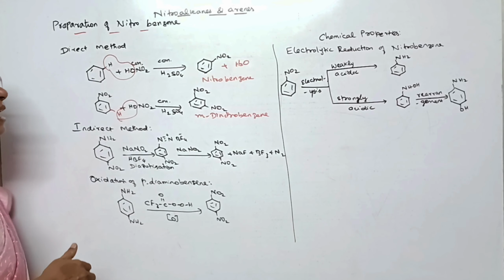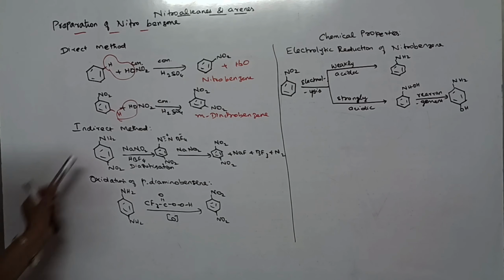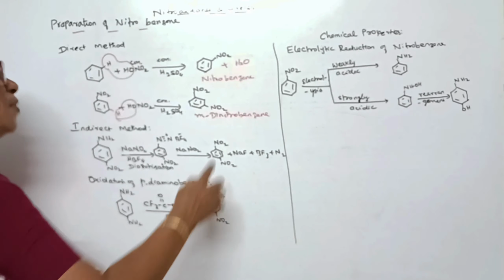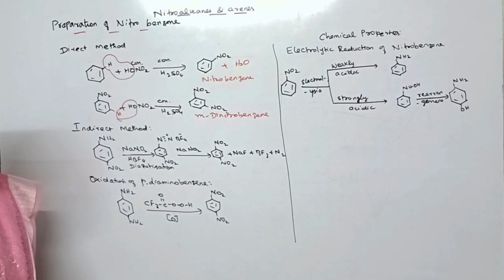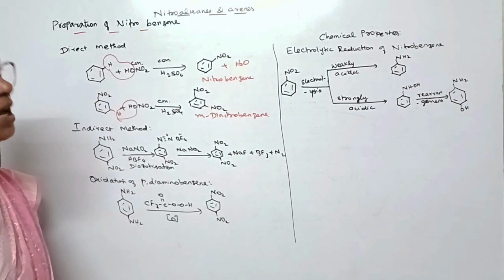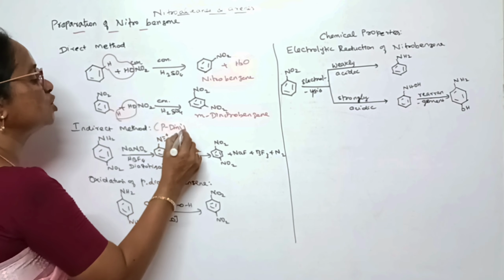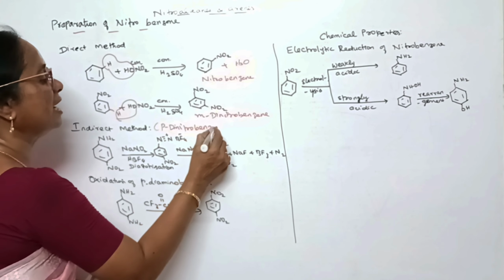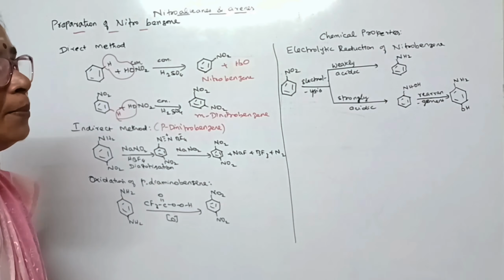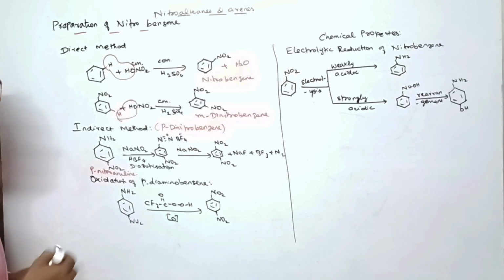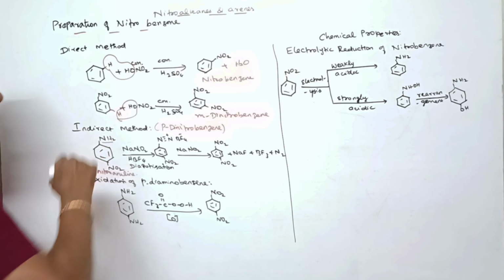The second method is the indirect method, in which amines are converted into nitrobenzene. If we take an amine alone, that can be converted into a diazonium salt, followed by treatment with sodium nitrite. It may give the nitrobenzene. But in this case, we are going to prepare para-dinitrobenzene. So, meta-dinitrobenzene is prepared by direct nitration of benzene, but para-dinitrobenzene is prepared by taking para-nitroaniline.